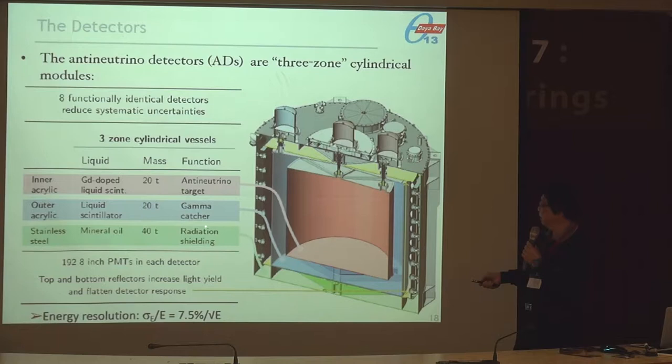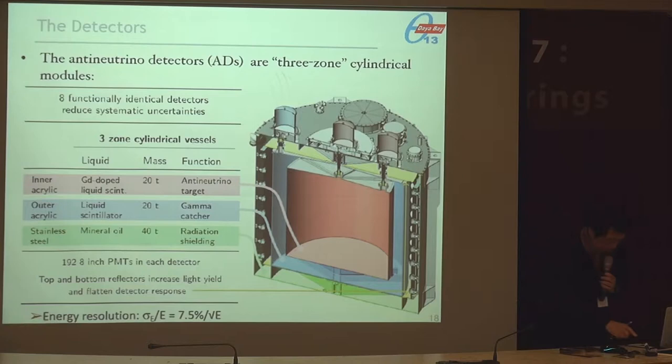Then on the outside we put everything in the so-called mineral oil, in a 5 meter stainless steel vessel, with 192 eight-inch PMT tubes in each detector. Okay. And we also have reflectors on top and bottom, and calibration systems in several ports to do the measurements. So the energy resolution, roughly, in the design, we should be able to reach about 7.5% over root E.